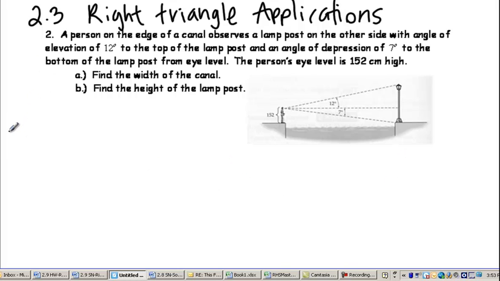Okay? So a person on the edge of the canal observes a lamppost on the other side with an angle of elevation, okay, so we talked about that today, of 12 degrees to the top of the lamppost. And the angle of depression is 7 degrees to the bottom of the lamppost from eye level. The person's eye level is 152 centimeters high. So let's go ahead and mark this length as well. So 152 centimeters. Find the width of the canal. And find the height of the lamppost.